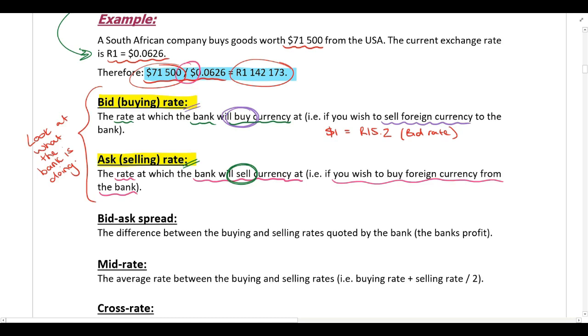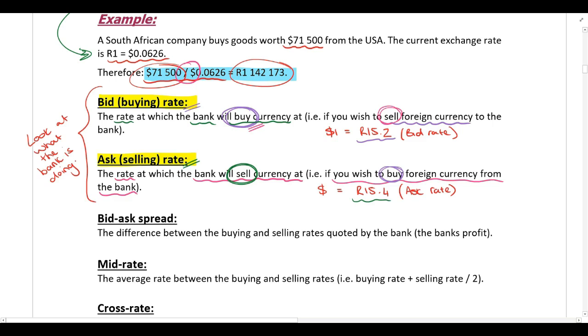And then I want you to assume that $1 is equal to 15 Rand 40, and that is the bank's ask rate. Okay, so if you have foreign currency and you want to go and sell it to the bank so that you can get rands, the bank will buy it from you at a rate of 15 Rand 20. However, if you have rands and you want to buy foreign currency, the bank will sell foreign currency to you at a rate of 15 Rand 40.